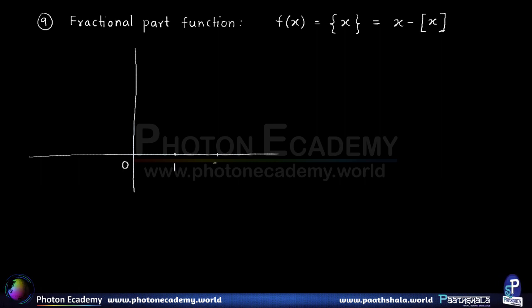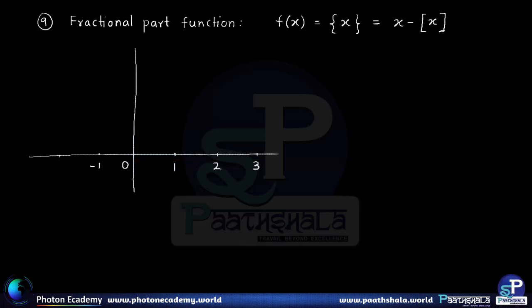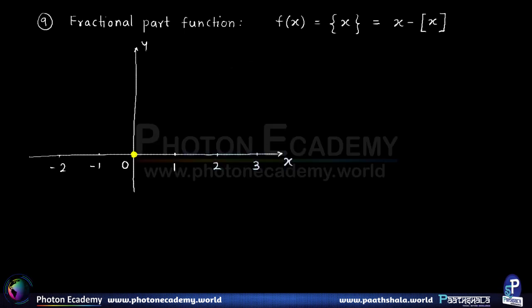So here you have 1, 2, 3, here we have minus 1, minus 2, and so on. Here you have y, here it is x. Now by fractional part we mean x minus bracket x. So if we start with 0, we can see that x is 0 and bracket x is also 0.